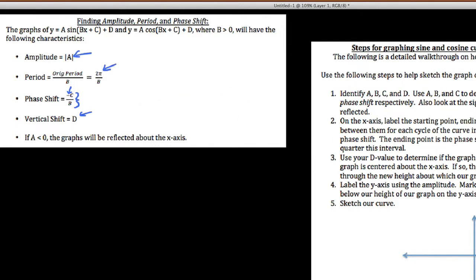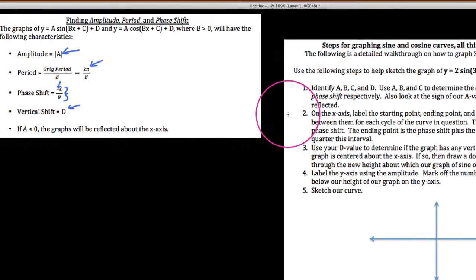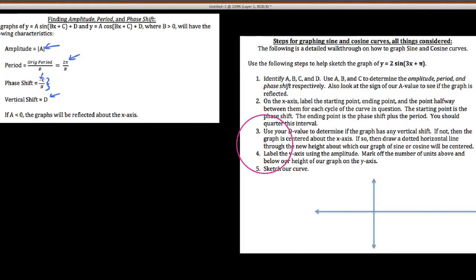So basically, we're going to graph this curve here, and I've listed out a series of steps or protocol to go through when graphing trig functions in general. So we're going to look at this one here. It says y equals 2 sine 3x plus pi. And the first thing I recommend we do is this: identify a, b, c, and d, and then use a, b, and c to determine these three things here. We say respectively the amplitude, the period, and then the phase shift.